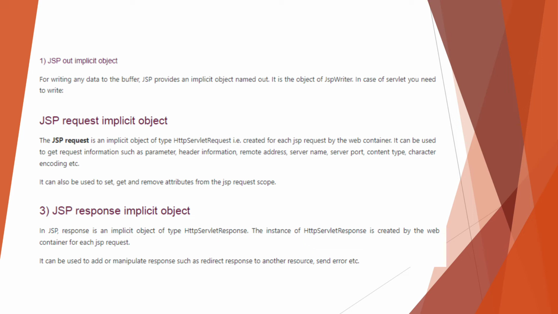Now we will talk about the JSP request implicit object. This is the HttpServletRequest object associated with the request, and it lets you access request parameters.